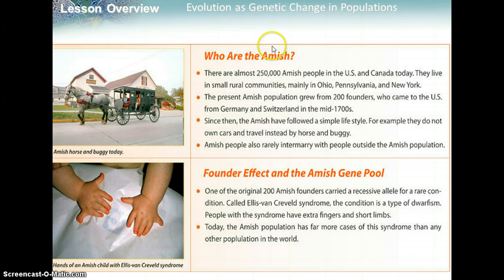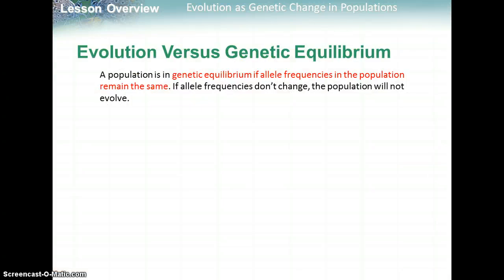As an example, the Amish population came from 200 founders that came from areas of Germany and Switzerland. In that population, one of the original 200 Amish founders had Ellis-van Creveld syndrome, which is a dwarfism, and they have an extra finger. So that Amish population actually has one of the highest frequencies of that syndrome. This is a case in point of the founder effect.